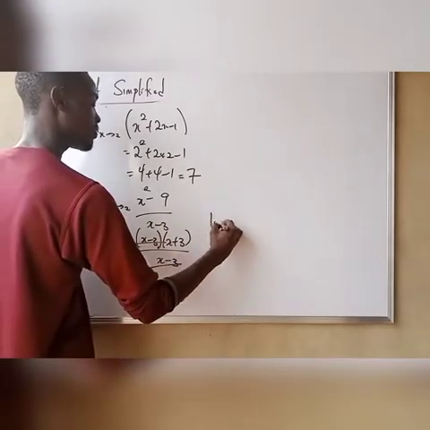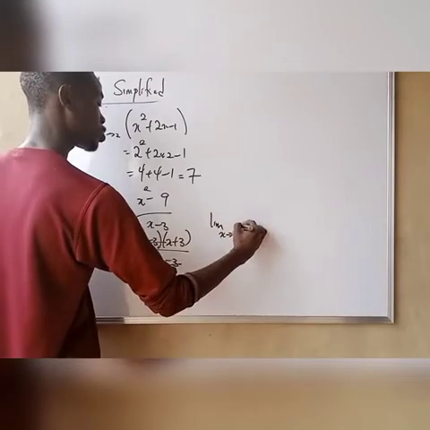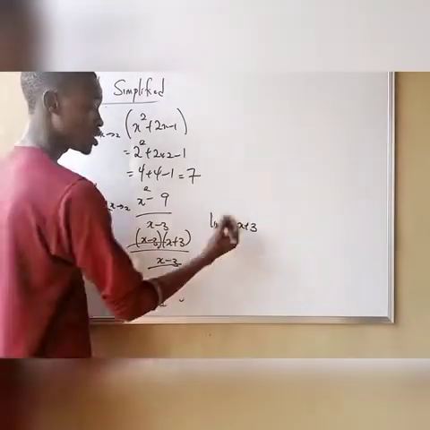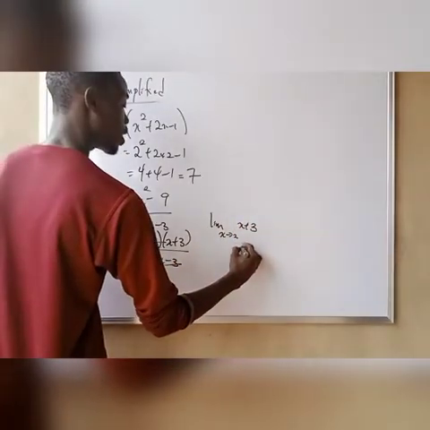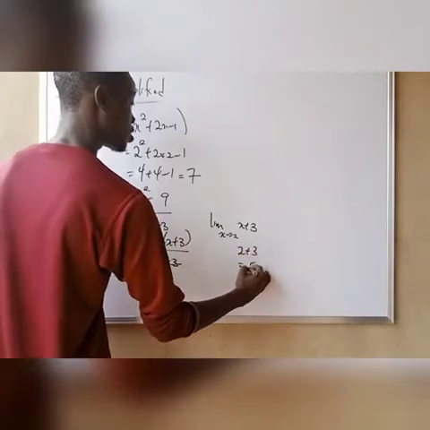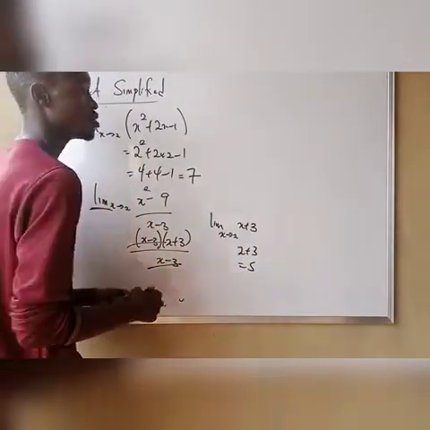That means we now have the limit of x tending to 2 of x plus 3. So put your x as 2. What do we have? 2 plus 3 is equal to 5. It's simple.